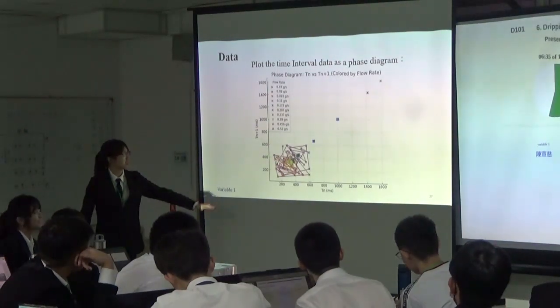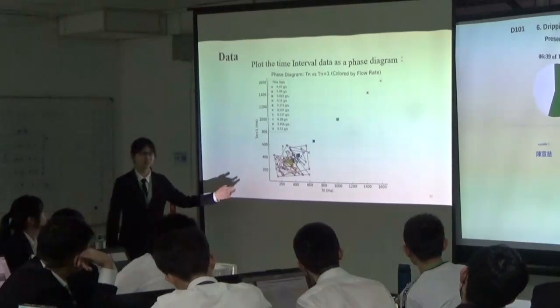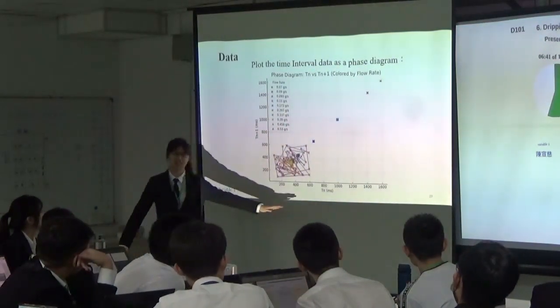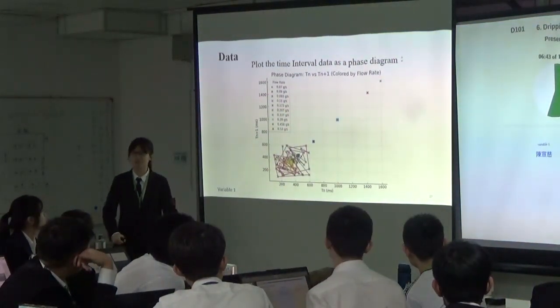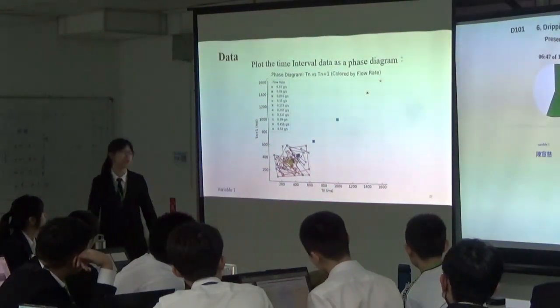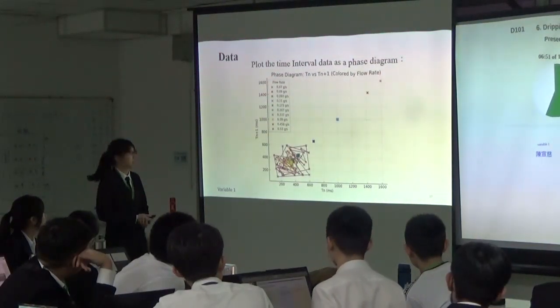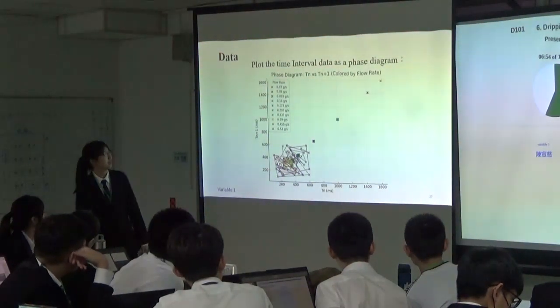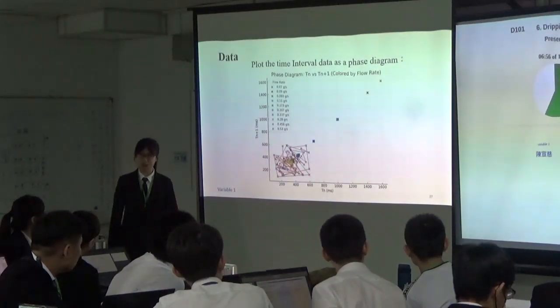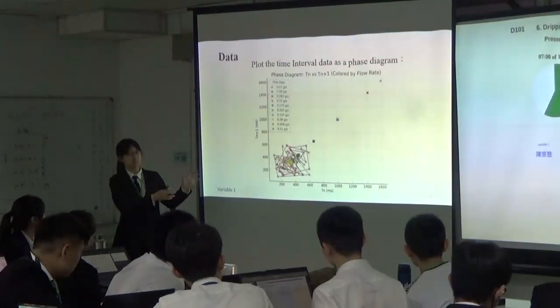So we plug our data into a drip time. We plug our time interval data into a phase diagram. The x-axis of this is Tn, which is the time interval of this droplet, and the y-axis is Tn+1, which is the time interval of the next droplet. This kind of phase diagram is usually used to observe periodic or chaotic behavior.